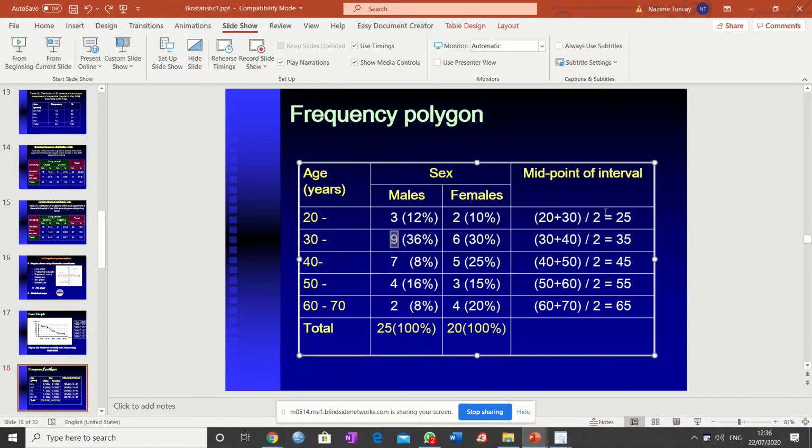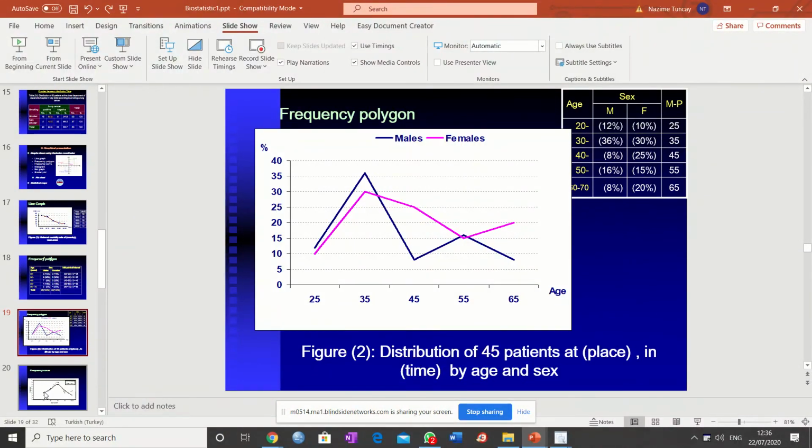And we have midpoint intervals. You see that this is a different calculation. Here, the interval, midpoint interval. We will see how we calculate it later, not now. So this is a frequency table from which we can make a frequency polygon. So what is this polygon?